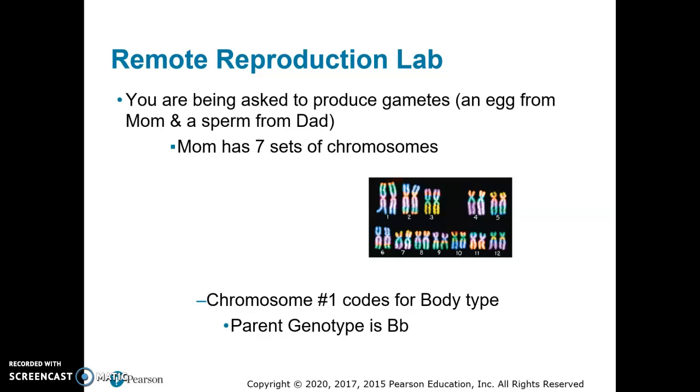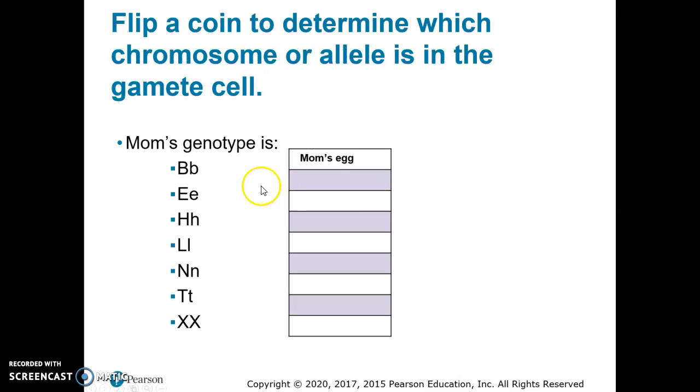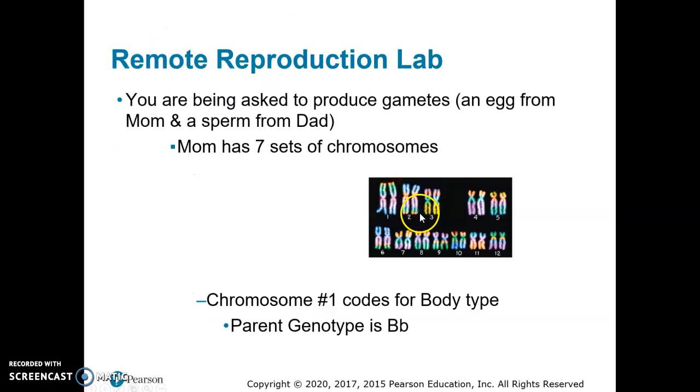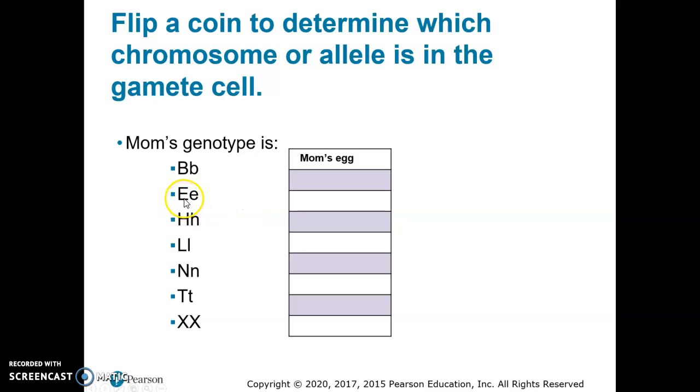And mom's genotype is that she's got a dominant allele and a recessive. This language might sound really familiar to you from high school. So if this is mom, then one of these has a big B on it and the other has a small b on it. On her second chromosome, chromosome number 2, which is going to code for the baby's eyes, mom's genotype is a capital E and a lowercase e.